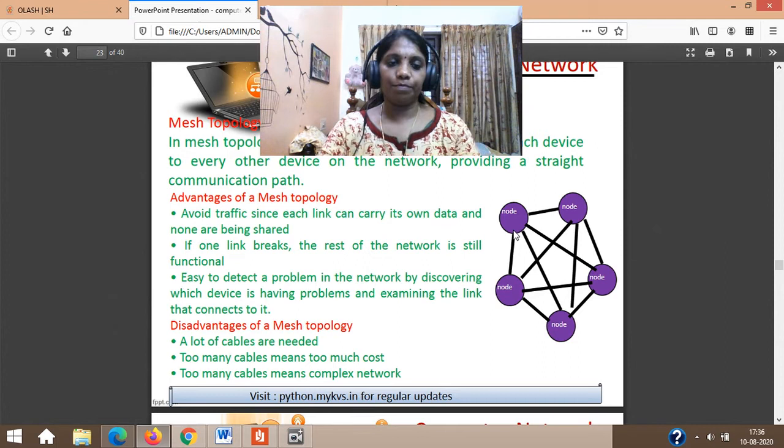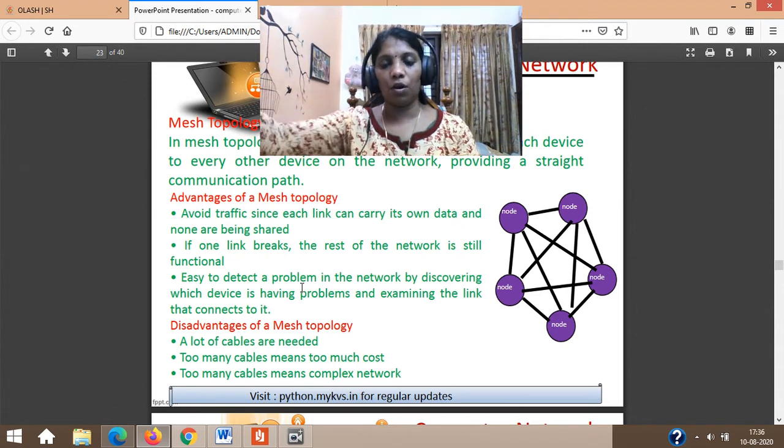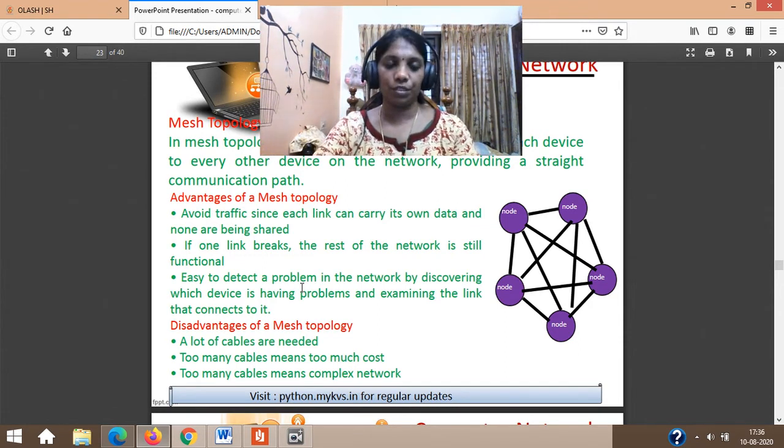So that is clear. Now, the third one. Easy to detect a problem in the network by discovering which device is having problems. It means since it is all connected, if one particular machine is not working, we know that the problem is with that machine itself. So it's easy to detect the problem in the network by discovering which device is having the problem and examining the system as well as the link.